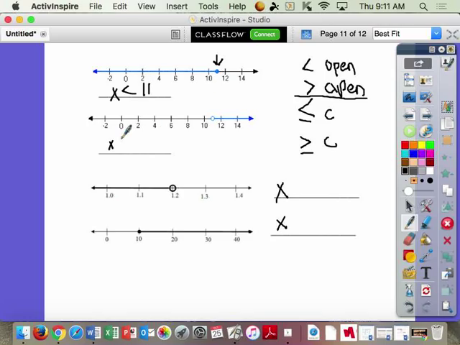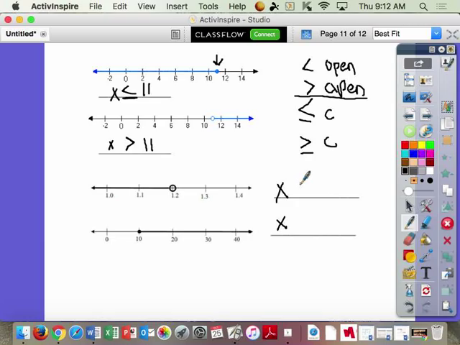Okay, then we're going to have the next one. Well, the number's 11 again. That's the good news. Didn't move. This time, oh, this is a closed circle. My bad, less than or equal to. This one's an open circle, so this one is going to be one of these two signs. So this is going to be greater than.